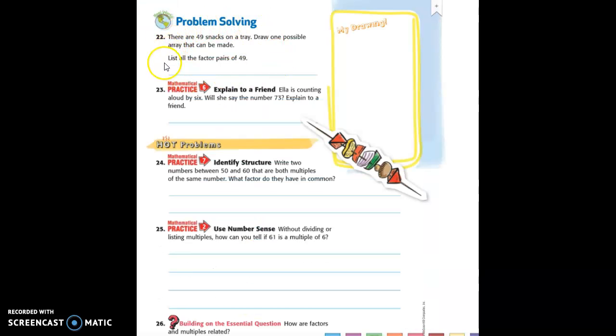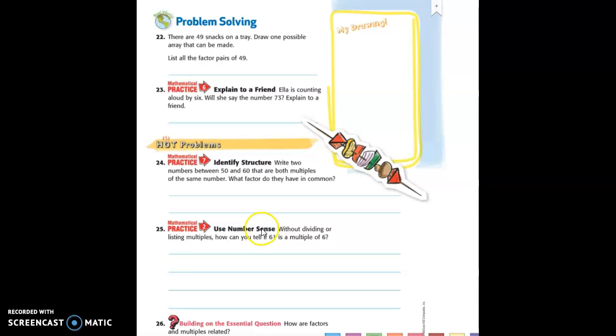On your word problems, it tells you to list all the factor pairs of 49. So this is just like our strawberry problem. You're going to find all the factor pairs for 49 and list them out. This one is asking basically, is 73 a multiple of 6? So you'll need to count by 6 or divide, depending on which you feel comfortable with. This one, you've got several options, any number 51 to 59. Choose 2 that are both multiples of the same factor. And choose something other than 1. We know that 1 is a factor of all numbers, so choose something else there.